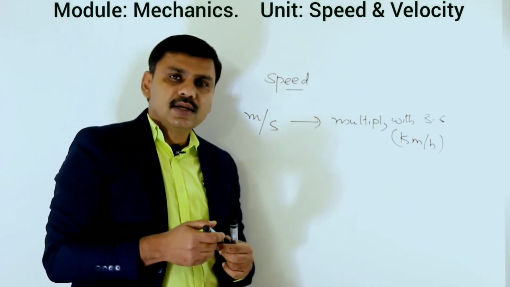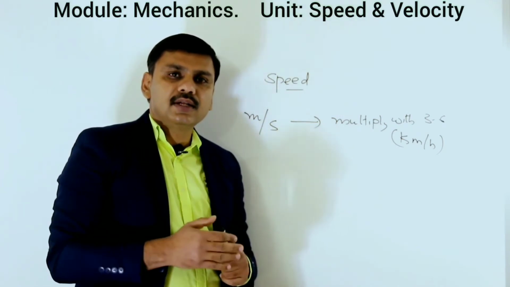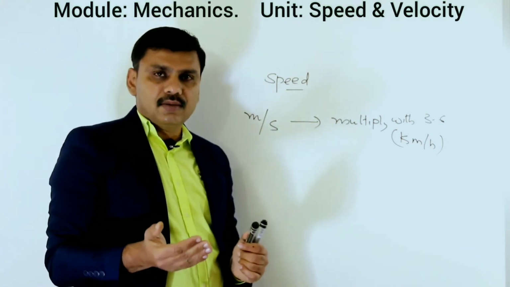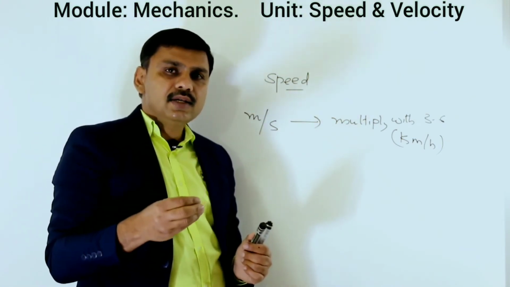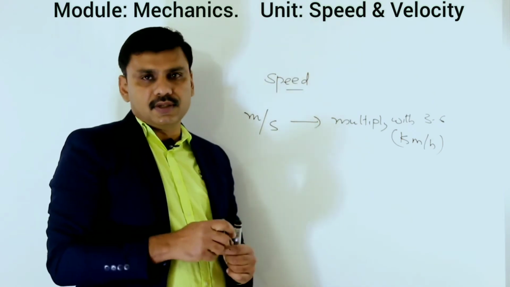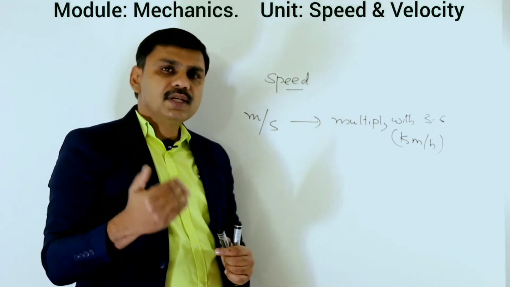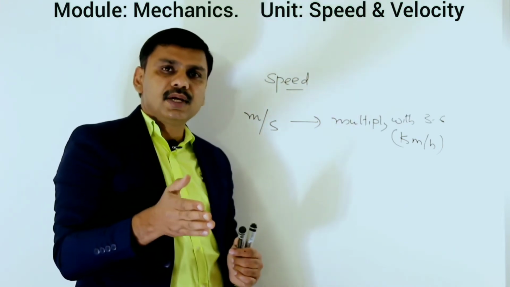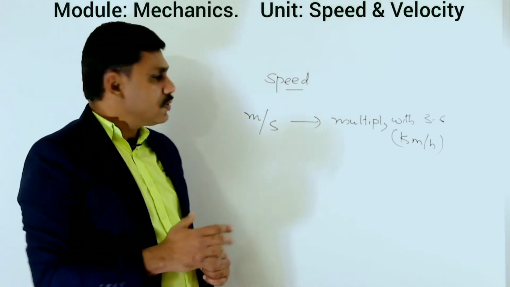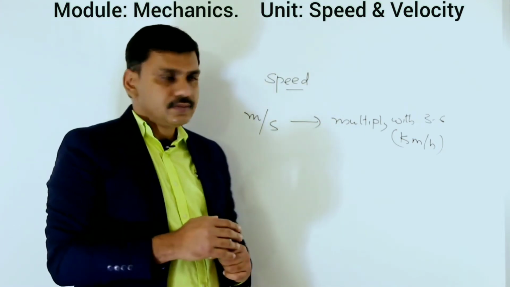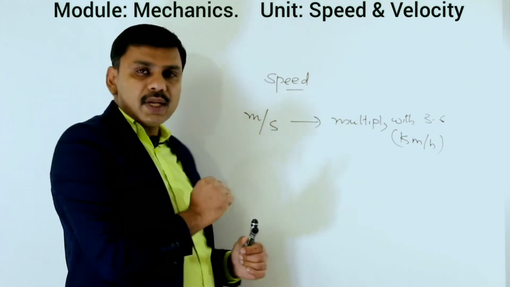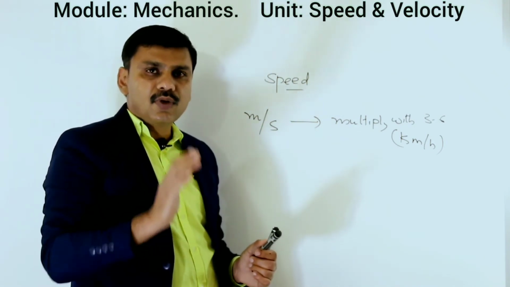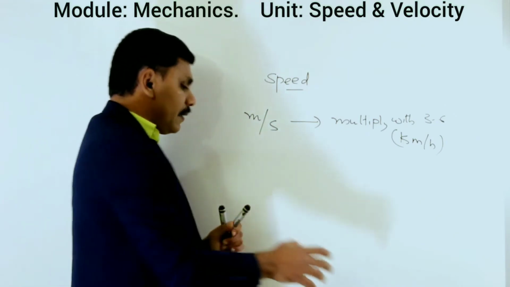In numericals, normally the speed of the vehicle is expressed in kilometer per hour. So you must convert it into meter per second by dividing the given number by 3.6. If the values are given in meter per second and you want to convert into kilometer per hour, you just multiply the number by 3.6. So when you do numericals, you must always use meter per second. The unit of speed we use is always meter per second.